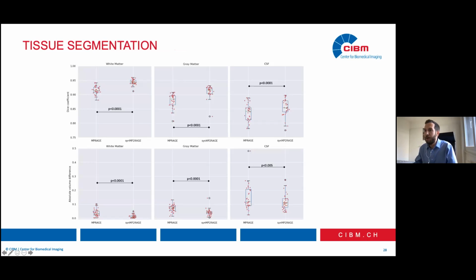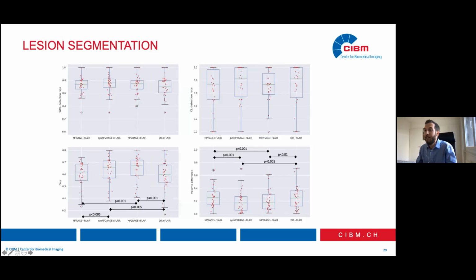And looking now on a patient-wise level at some results. So here we have from left to right the white matter, gray matter, and CSF. In the first row we show the Dice coefficient results, and we applied a Wilcoxon signed-rank test. We can see that for all three tissue types, the segmentation of the synthetic MP2RAGE images significantly improves on the MPRAGE ones. And the same is observed for the absolute volume difference, where again we see a significant improvement in all three tissue types. Then moving to the lesion segmentation.